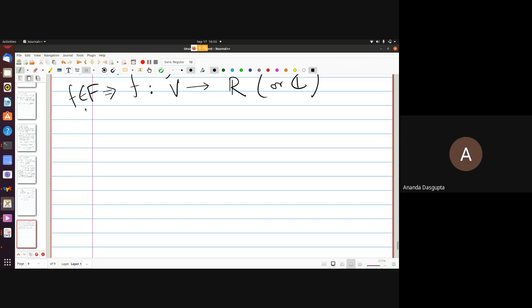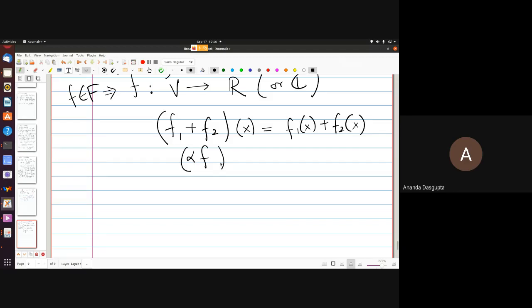Anyway, coming back to this, why did I say this is a linear space of functions? Because we can define addition of functions and we can define multiplication of functions by a scalar. How do you define this? Simply by saying f1 plus f2 is a function which acting on an argument x gives you f1(x) plus f2(x). Similarly, how do you define alpha f? Where alpha is either a real number or a complex number depending on which kind of map you're talking about. Alpha f acting on x is simply alpha times f(x).